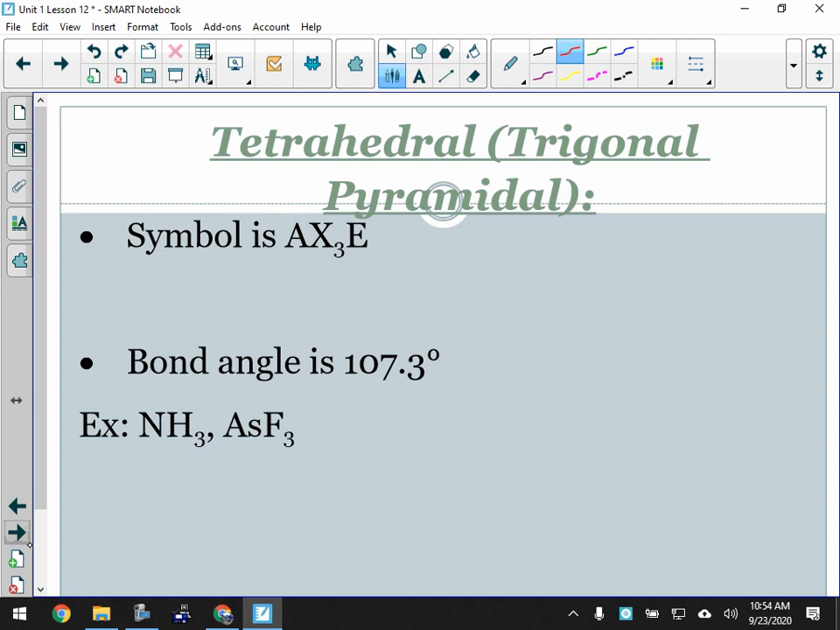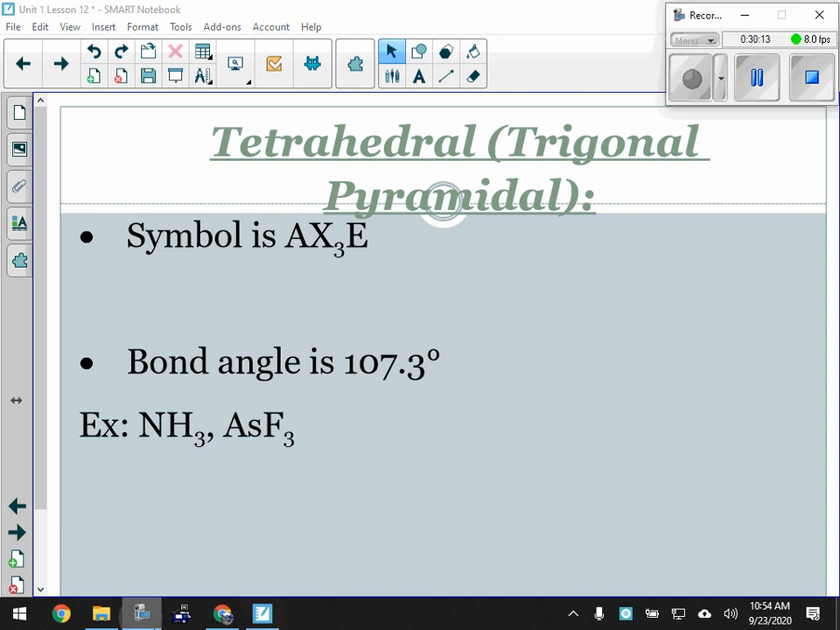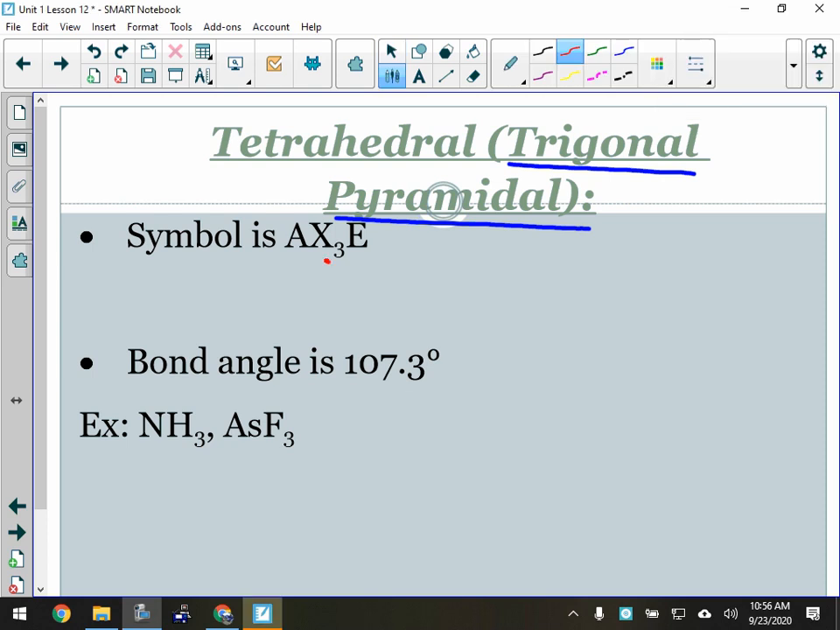I'll let you copy again here. Almost done. So again, yes, it's tetrahedral, because how many things are around the central atom? Well, there's three atoms, and a lone pair. So there's your four things around the central atom. That's why it still belongs to this tetrahedral family.